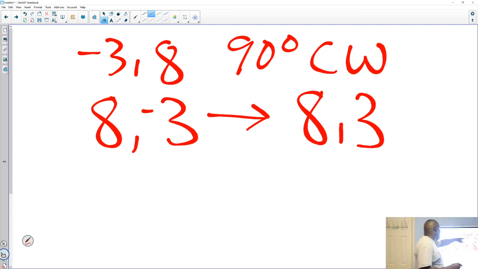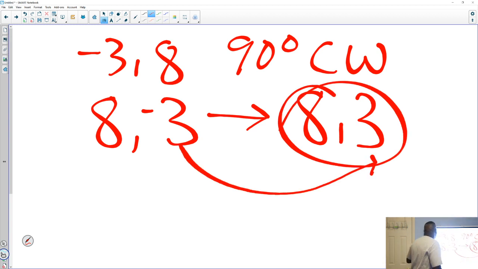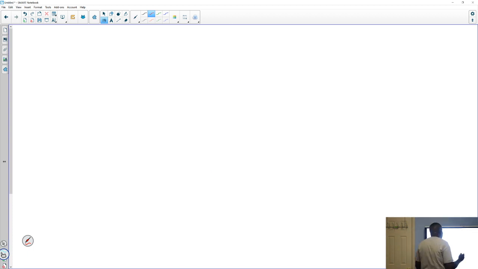There we go. 90 degrees clockwise: you flip it, change the second number. See, this right here becomes this. That's your answer. Okay, let's do another one.